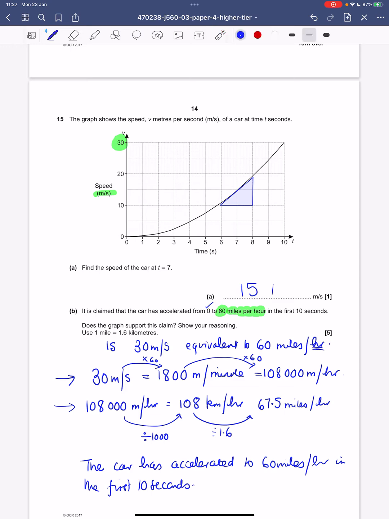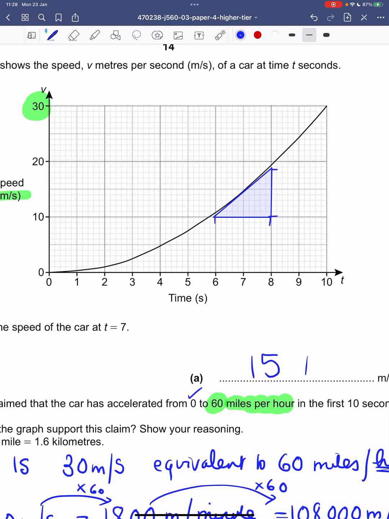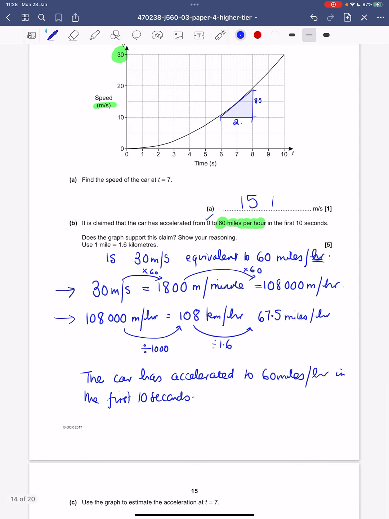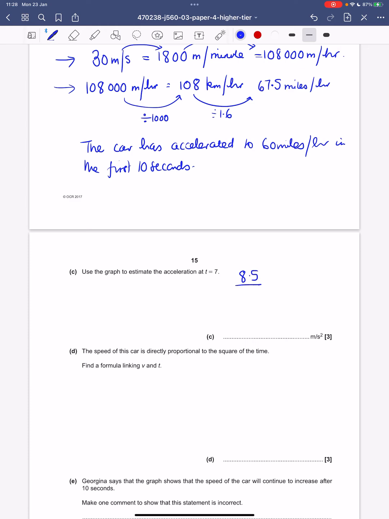Now the steepness is the height divided by the width. So this height here is looking like about 8. Oh, when you zoom in a bit, it looks like about 8.5. And that's 2 seconds. So the estimate of the acceleration is 8.5 divided by 2, which is approximately 4.25 meters per second squared.